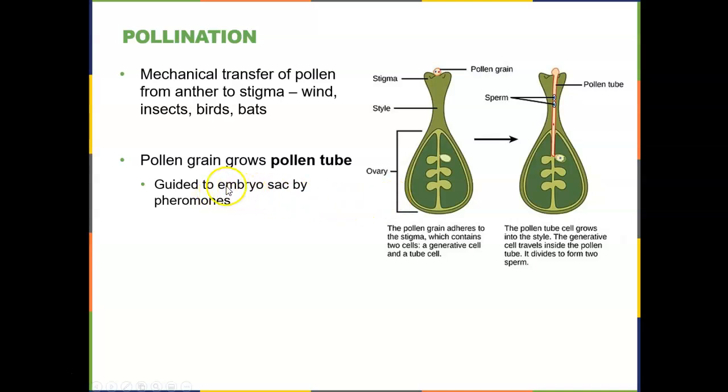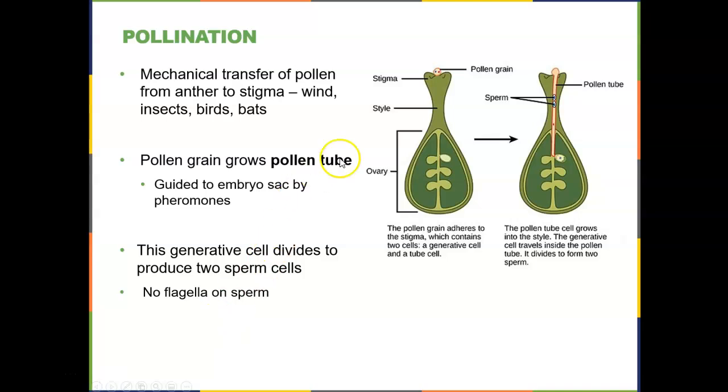How does it know where to grow? It knows where to grow because this flower structure will produce pheromones, which are volatile hormones that will guide the cell on where to grow. The generative cell, which is shown with the blue nucleus, is going to divide to produce 2 sperm cells. Remember, no flagella on these sperm. So here we had the single blue cell dividing to form 2 sperm cells. Those 2 sperm cells are going to travel down the tube on their way to the ovule.